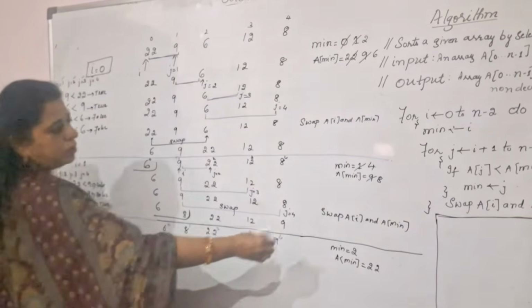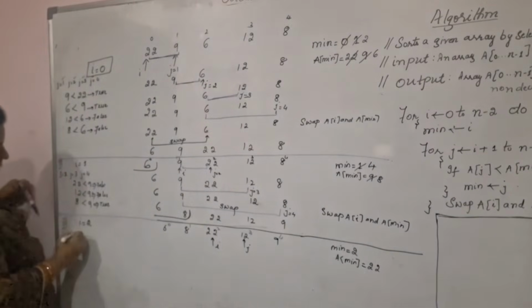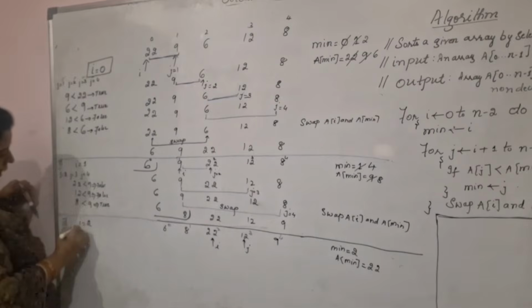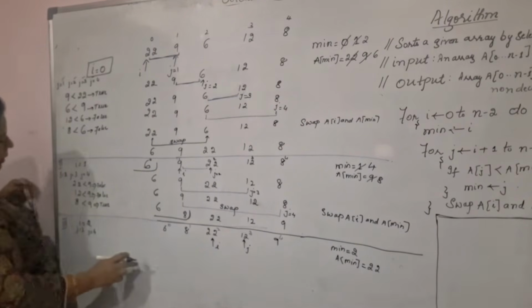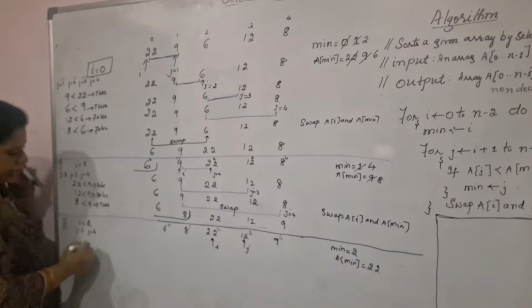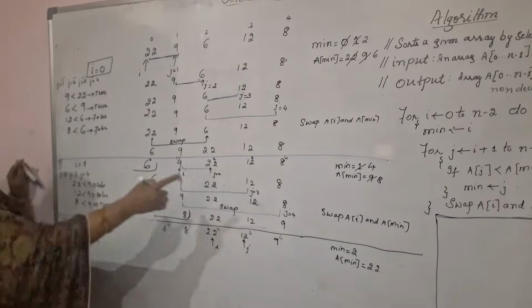Okay, now a of j. So this inner for loop will start j. A of j is how much? 12. For I equal to 2, j will start working from j equal to 3 and j equal to 4. Two comparisons are there. So let us start. A of j is how much? 12. 12 is less than a of minimum.